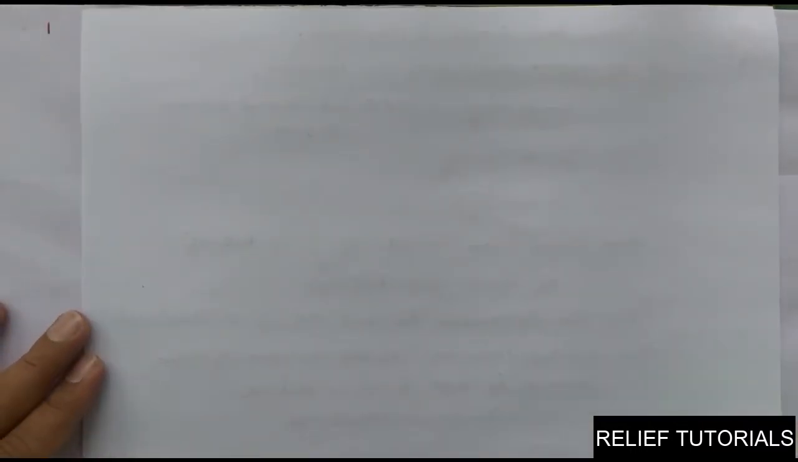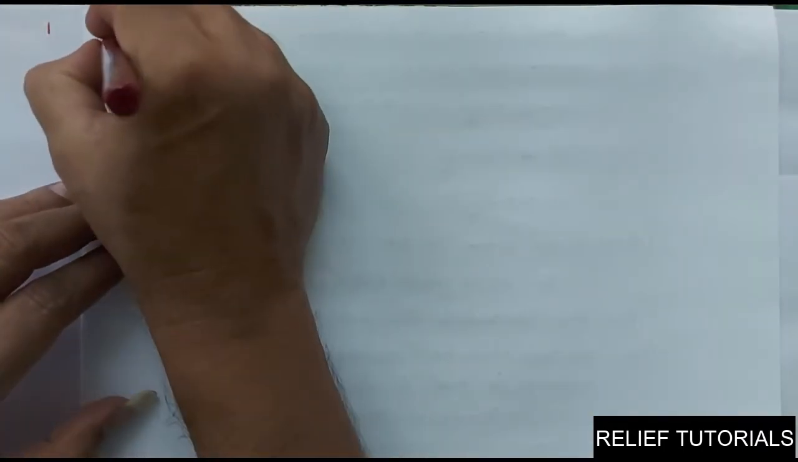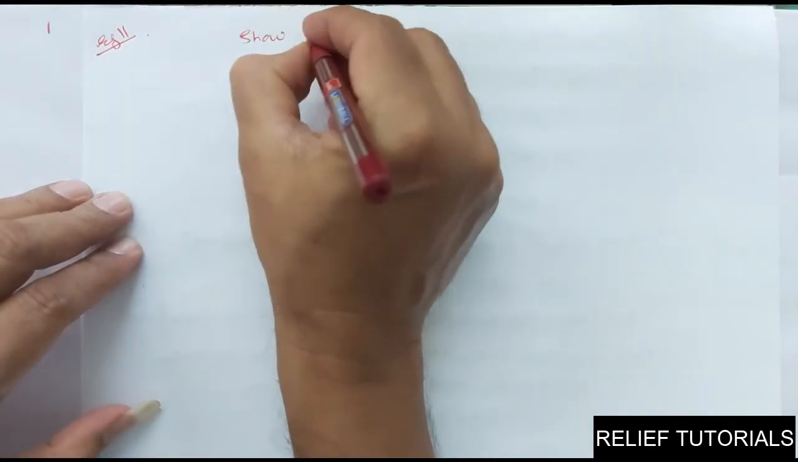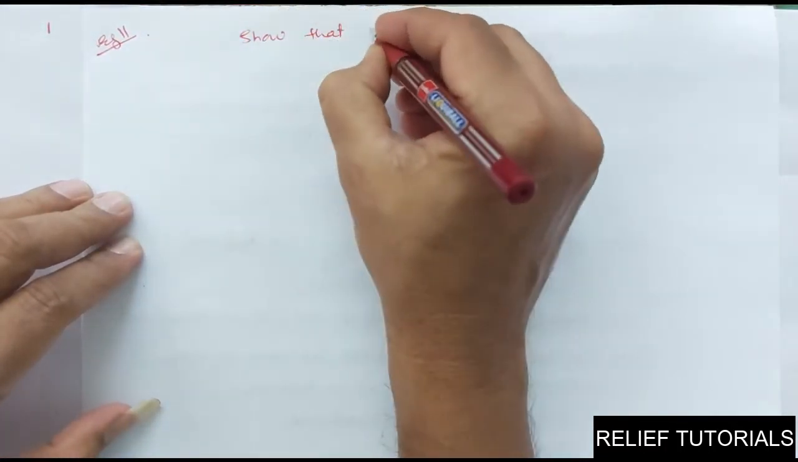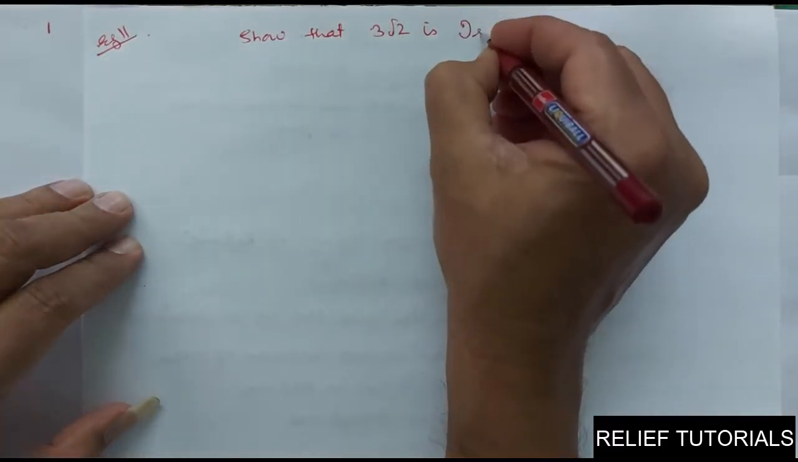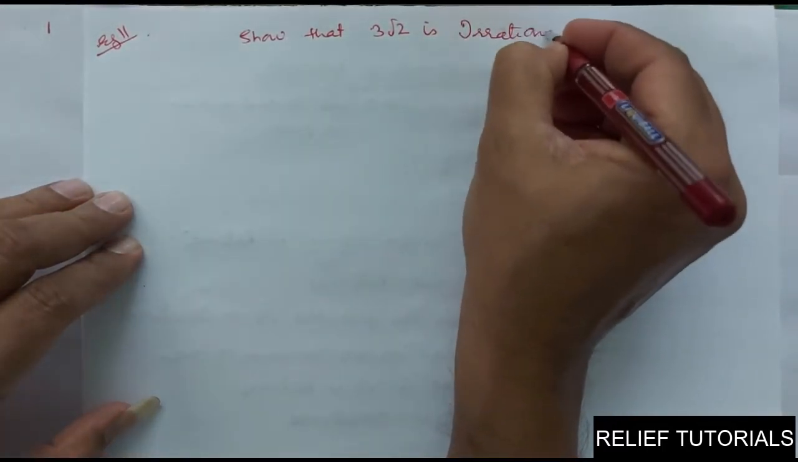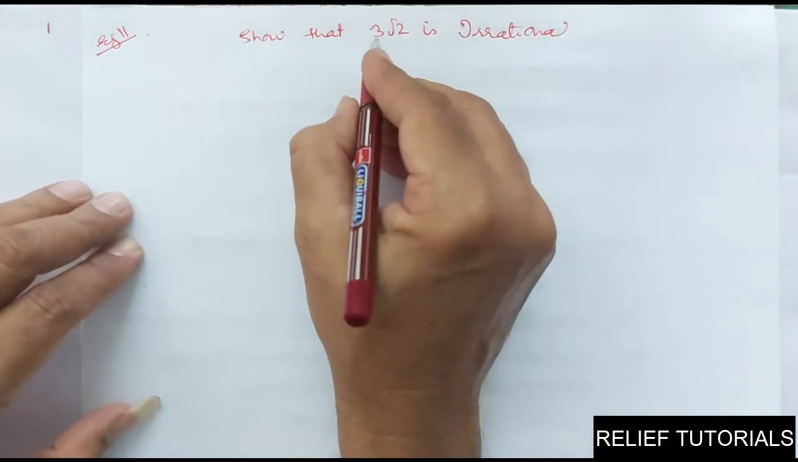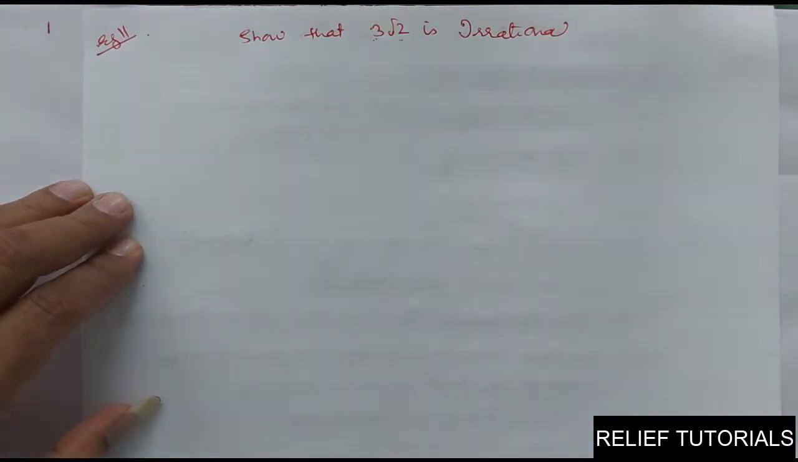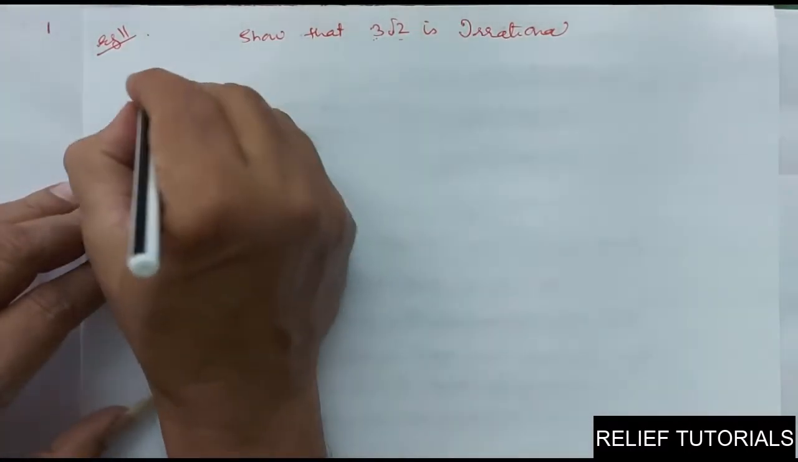Now we will do example 11. What is that? Show that 3 root 2 is irrational. See, 3 is rational, root 2 is irrational. The product of a rational and an irrational is always irrational. I have explained this to you. This you have to show. Now what will we do? Same thing.